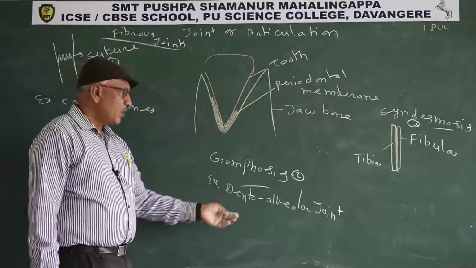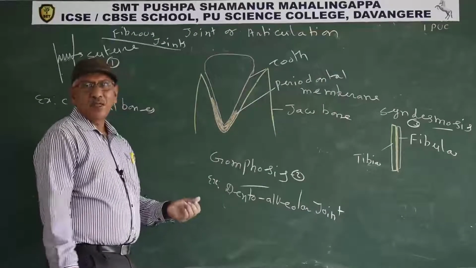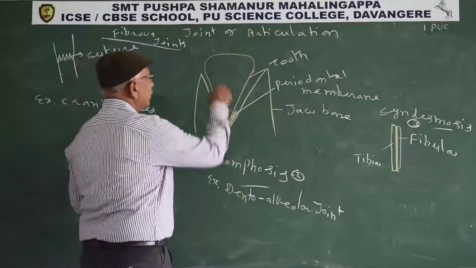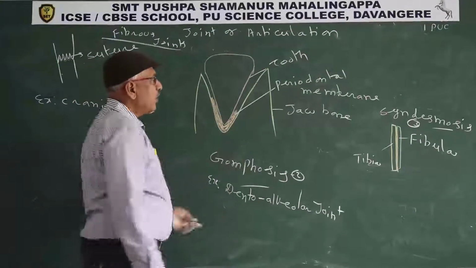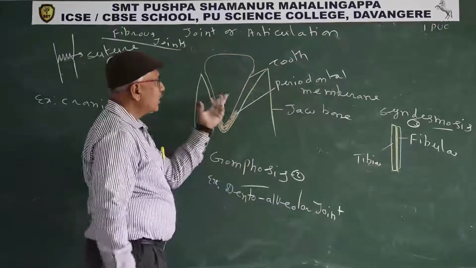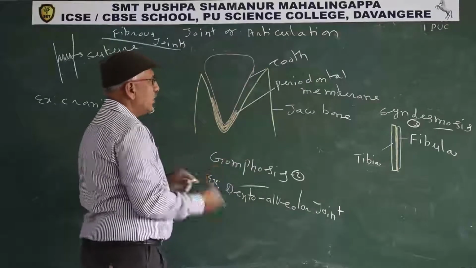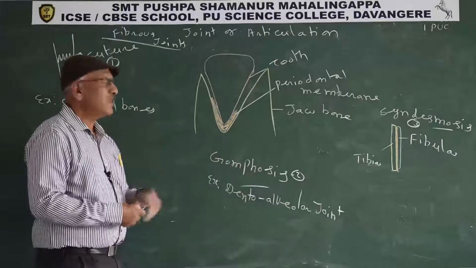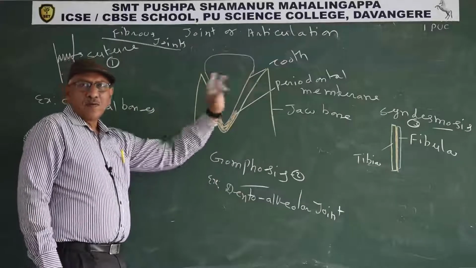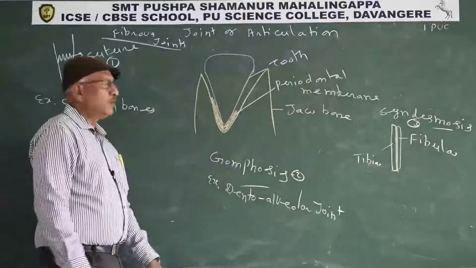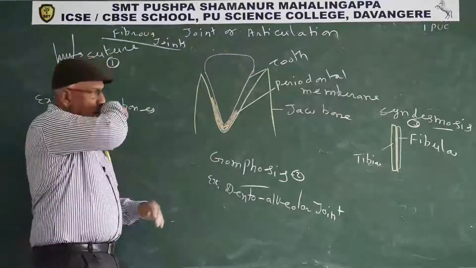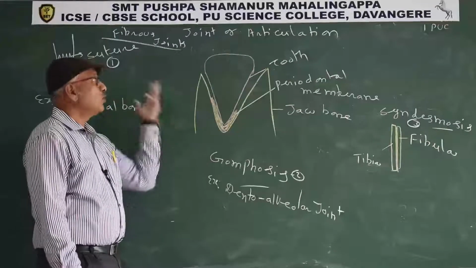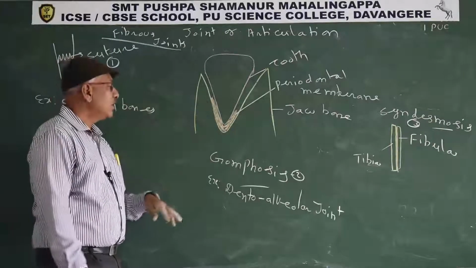So what is the alveolar joint? The cavity present in the jawbone resembles a sac. Now the tooth fits into the cavity of the jawbone. Jawbone is one bone, tooth is another bone. These two are held by the periodontal membrane. Periodontal membrane is an irregular dense connective tissue. So if dense connective tissue is present between the two bones, that is a fibrous joint.